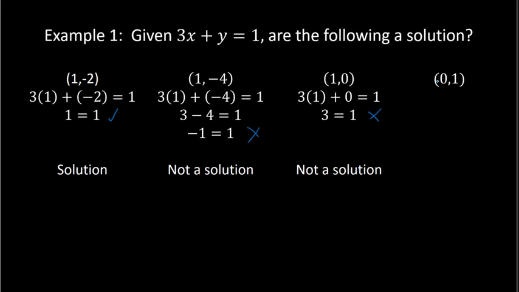One last time for 0, 1. We plug a 0 in for x and a 1 in for y. We now have 3 times 0 plus 1. And on the left side, that would be 0 plus 1, which is 1. So 1 equals 1. That is a true statement, therefore 0, 1 is a solution.